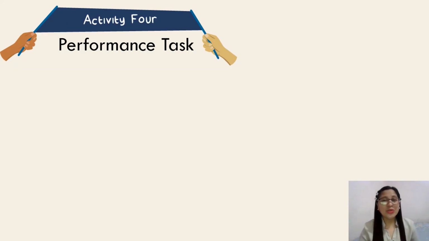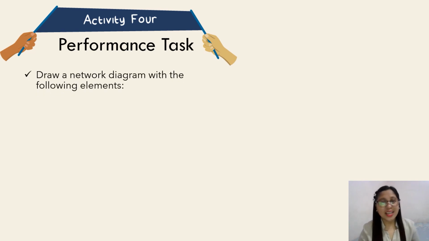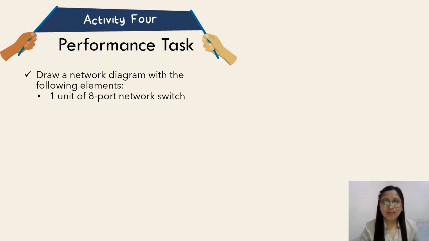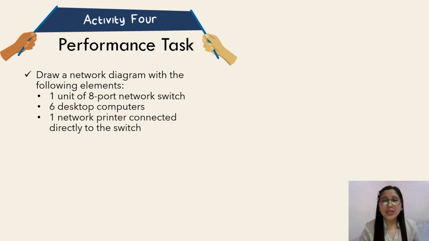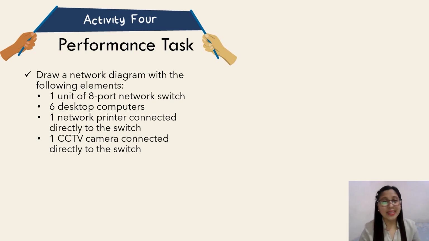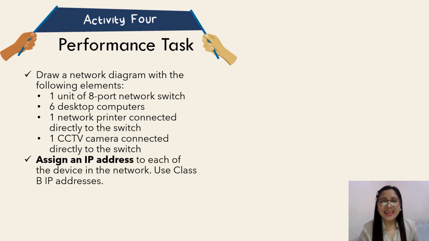To assess whether you understand today's lesson, here is your performance task. You will draw a network diagram with the following elements: 1 unit of 8-port network switch, 6 desktop computers, 1 network printer connected directly to the switch, and 1 CCTV camera also connected directly to the switch. Then, you will assign an IP address to each of the devices in the network. Use Class B IP addresses.